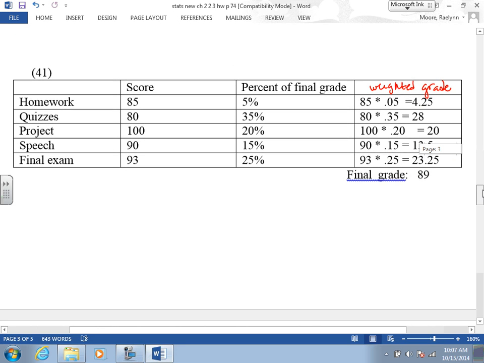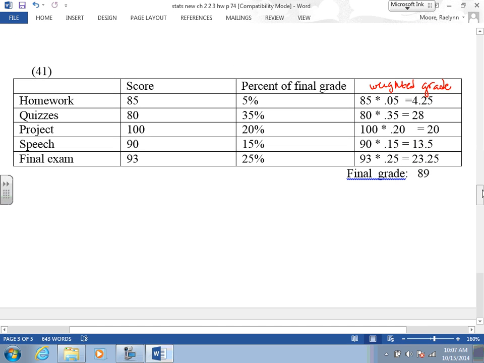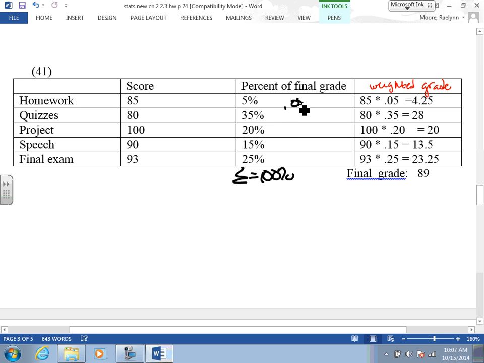Here's a weighted score. We talked about your weighting yesterday. All your weights have to add up to 100%. This has to add up to 100%. Or if they did it as a decimal, it adds up to 1. So each category is weighted.